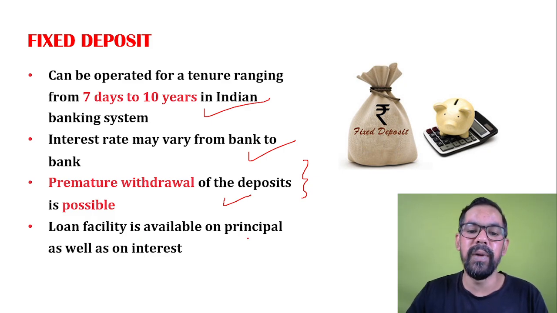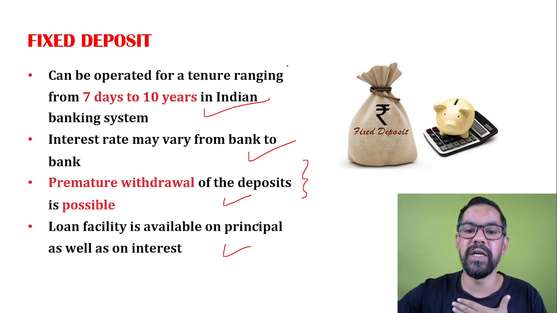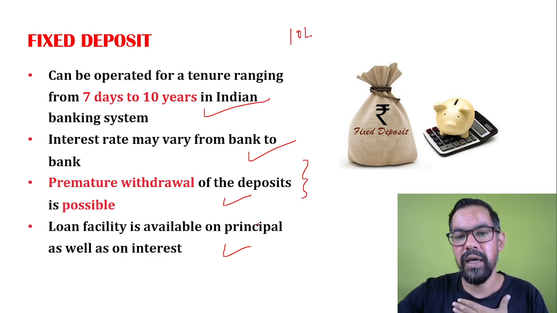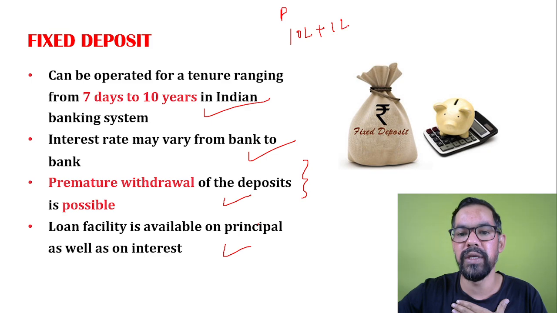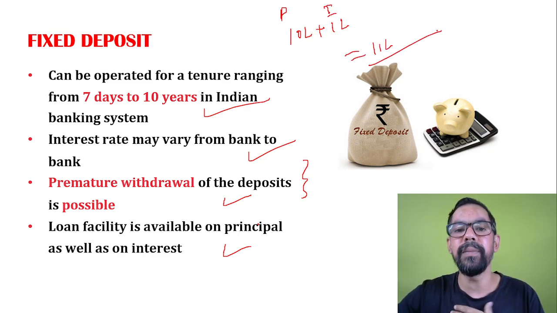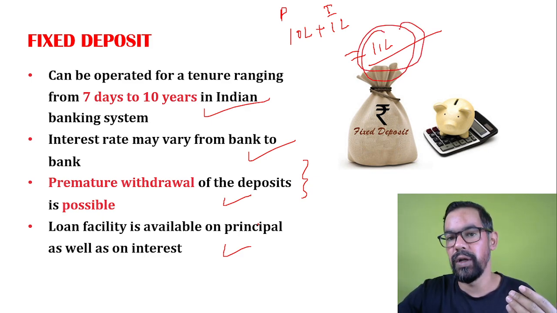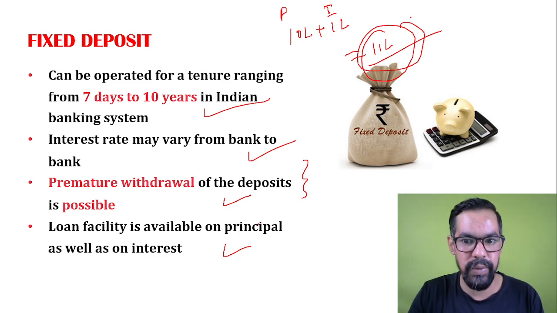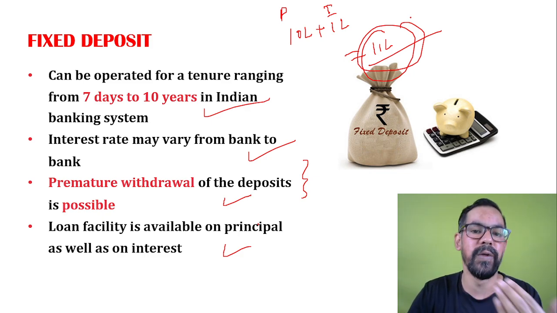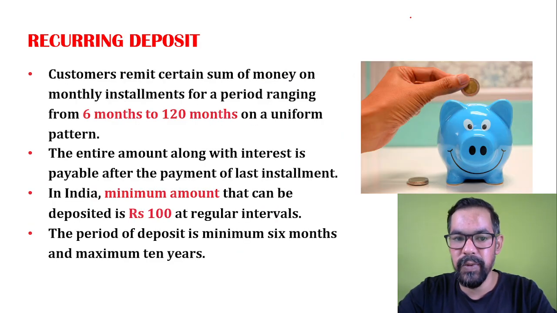Loan facilities are available on principal as well as interest on FDs. Let's say you invested 10 lakh rupees as your principal amount, and throughout the period you get 1 lakh rupees interest. So the total value is 11 lakh rupees. You can place this FD and take a loan against it. So you have a total of 11 lakh rupees, and you can take a loan against this scheme as well. Hope you get this clearly.